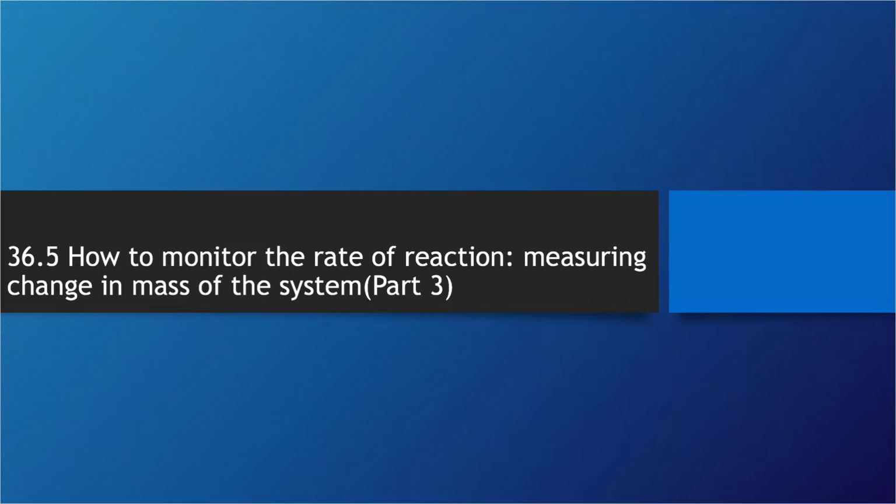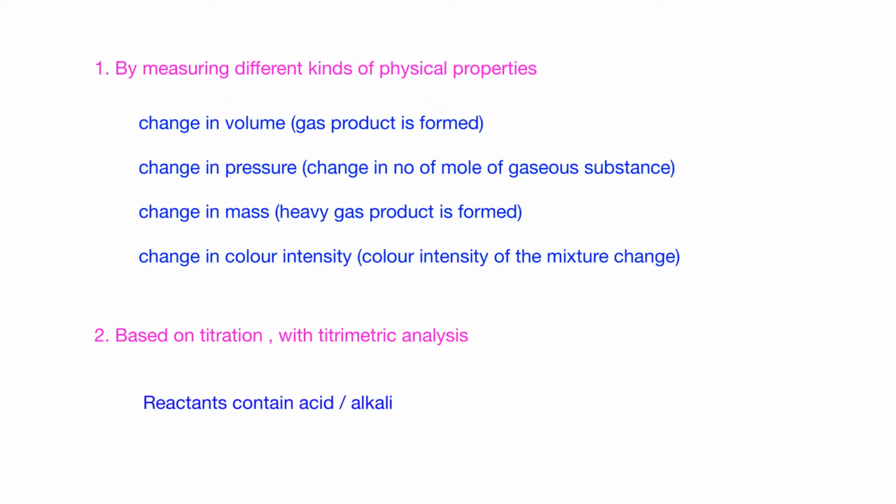In this video we're going to talk about how to monitor the rate of reaction by measuring the change in mass of the system. Like previous videos, this one will also be focusing on the physical properties. So this time, we will measure the change in mass, and in the process, we'll have some gas product formed, and these gas products have to be heavier, not very light. So that's why hydrogen will not be part of the options for that.